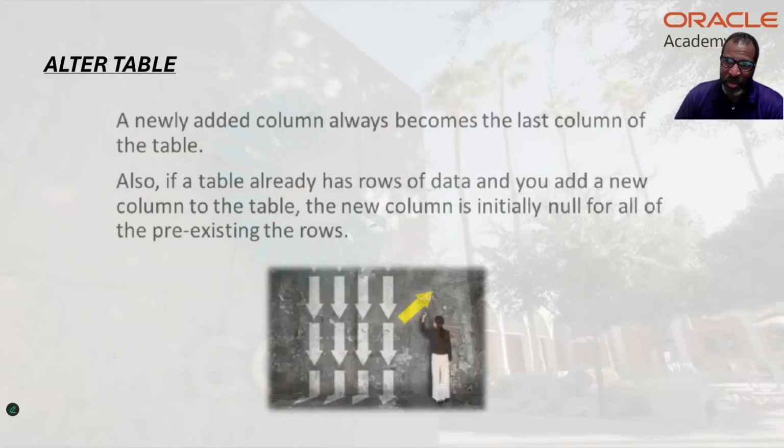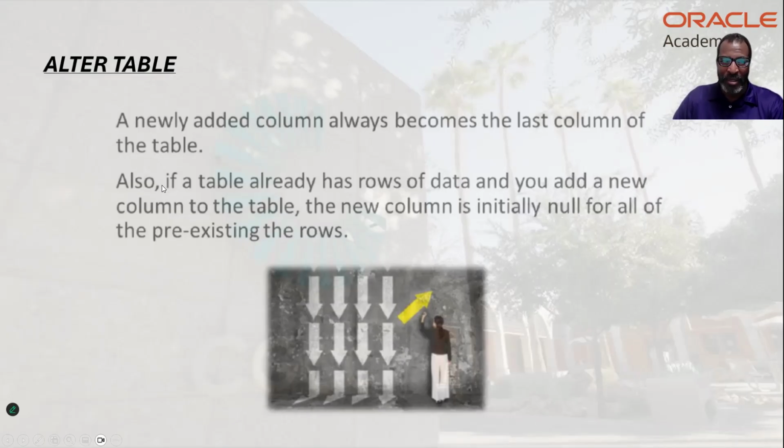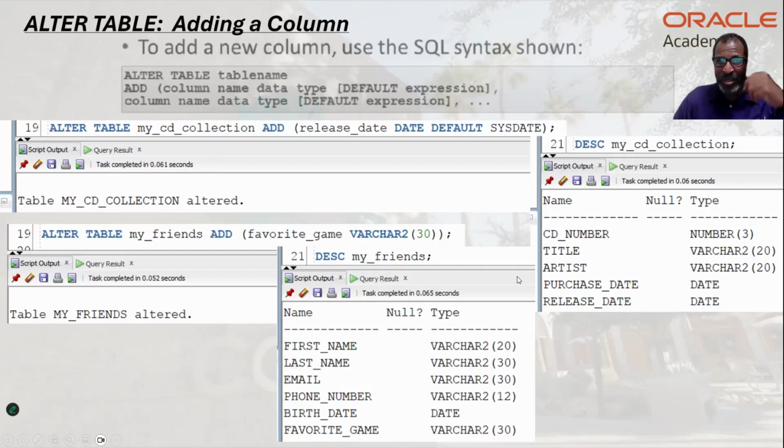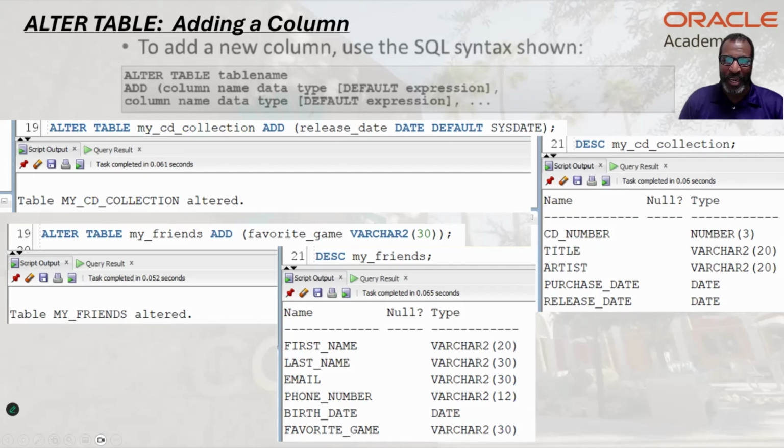So a newly added column always becomes the last column of the table, always. That's something in Oracle that you really can't change. I mean, you probably want to reposition it, and there are ways to use a GUI or whatever, but it becomes the last column. Also, if a table already has a row of data and you add a new column to the table, the new column is initially null for all of them. Unless you add a default, and you'll see here, it automatically will contain a null value.